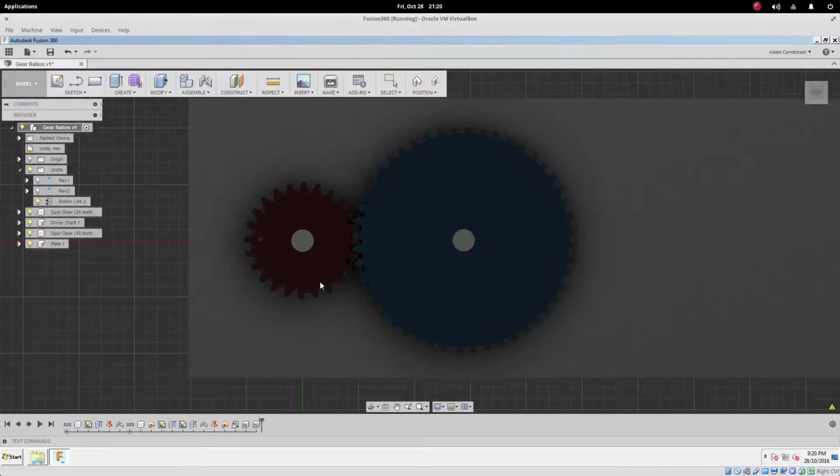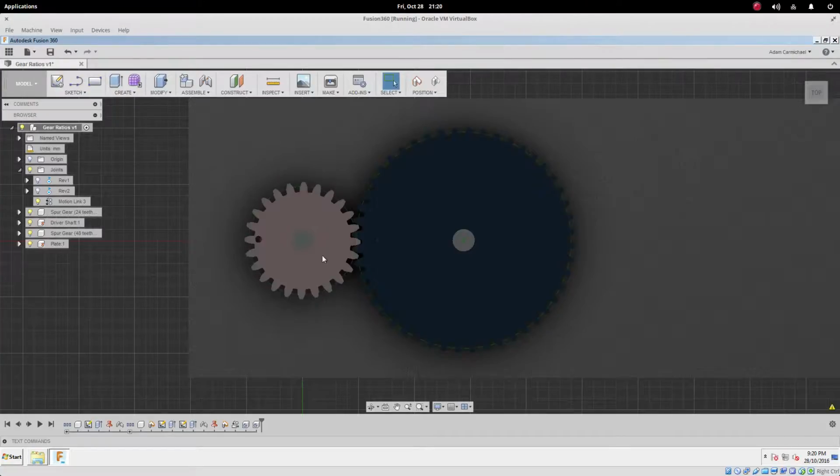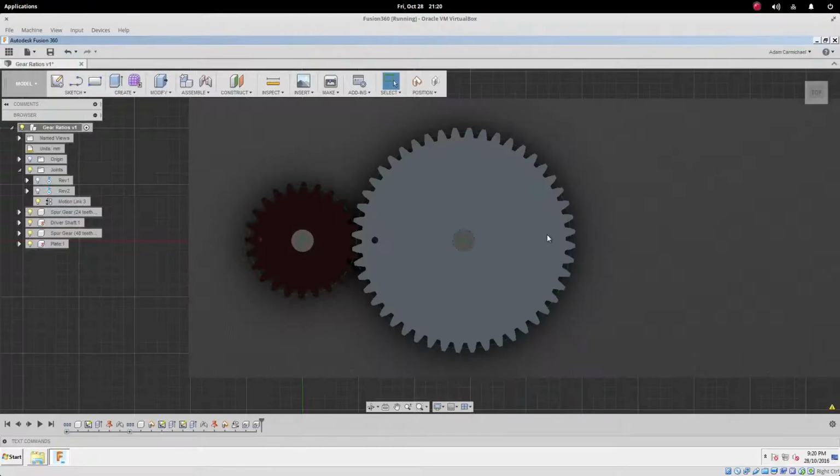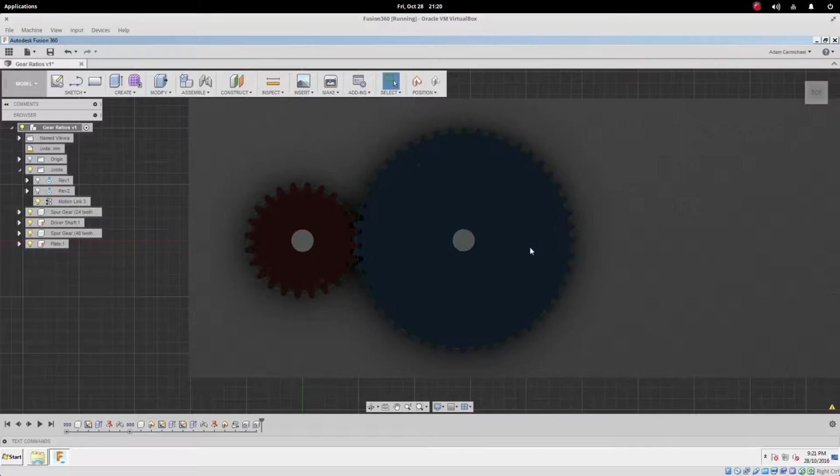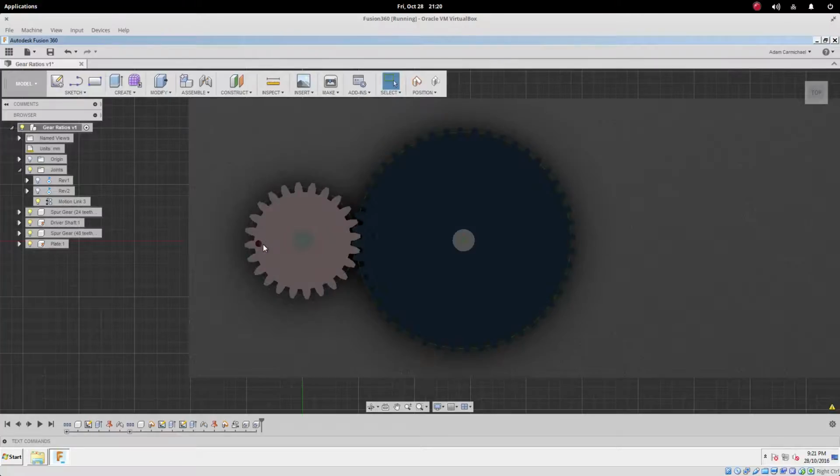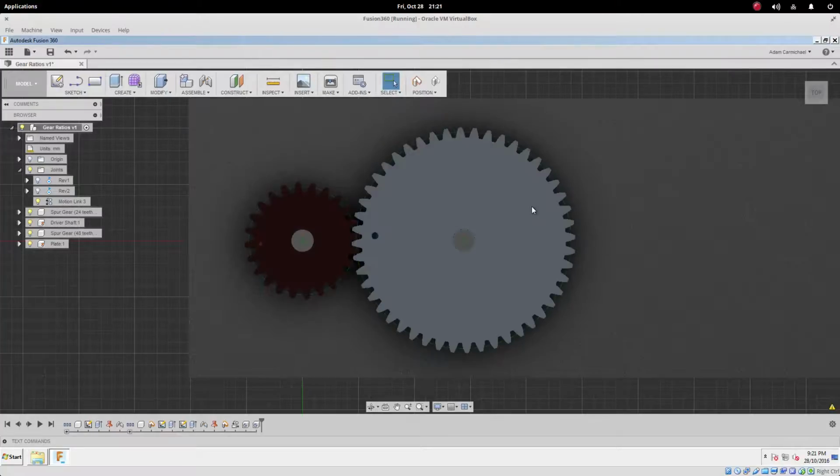And yeah, that's assuming that we're driving the red gear here. Let's suppose that we're using the blue gear as the driver. We can actually get this 2-to-1 ratio to be 1-to-2. So as we rotate the blue gear around, we've gone 1 revolution, and we've seen 2 revolutions of the red gear. And so that's how the gear ratios work.